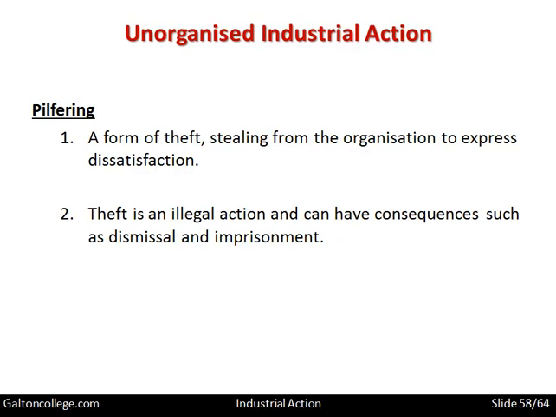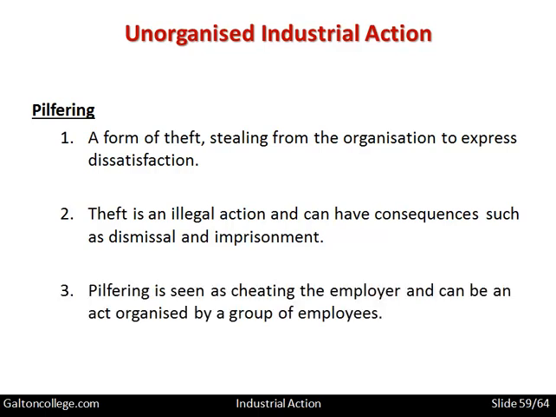Theft is an illegal action and can have consequences such as dismissal and even imprisonment, because it is illegal. Pilfering is seen as cheating the employer and can be an act organised by a group of employees. It's immoral, it's wrong, it's illegal.